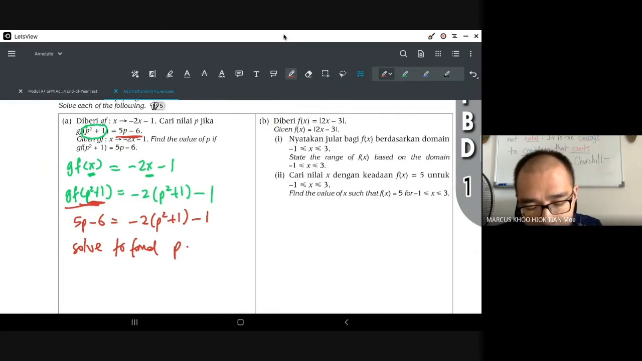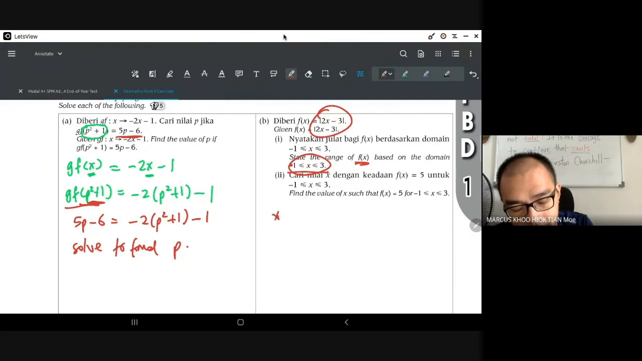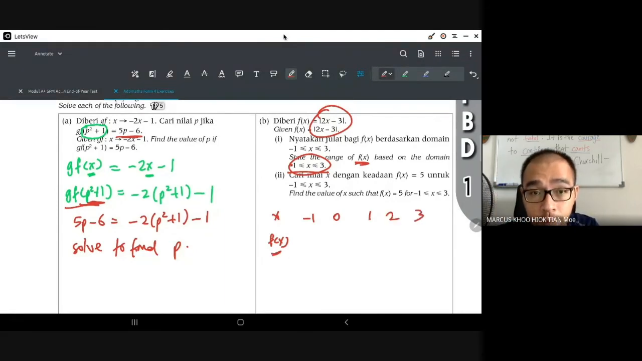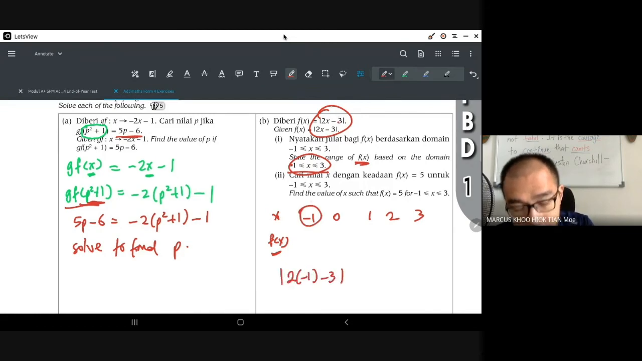All right, question B, given f(x) equals modulus of 2x minus 3, state the range of f(x) based on the domain. If they give you the domain of negative 1 to 3, what you do first is you make a table, x and then f(x). So x is negative 1, 0, 1, 2, 3, and then you find f(x) for every value. If x equals negative 1, you substitute here, modulus of 2 times negative 1 minus 3. This will give you modulus of minus 2 minus 3, which gives positive 5 because of modulus. So you have 5 over here.